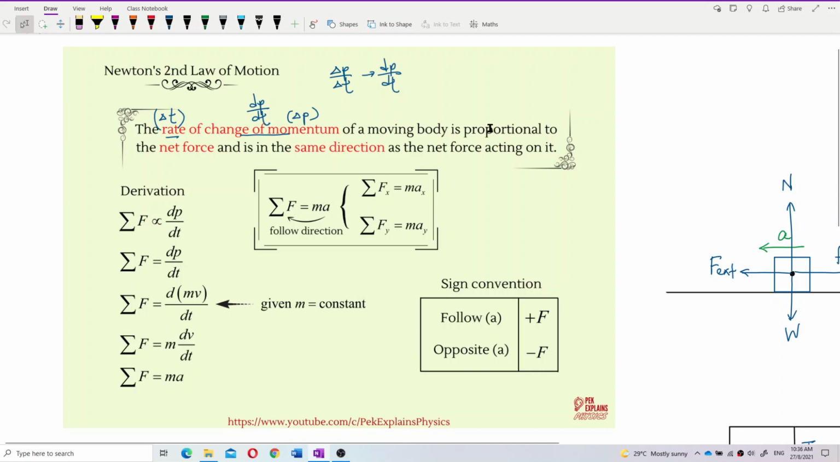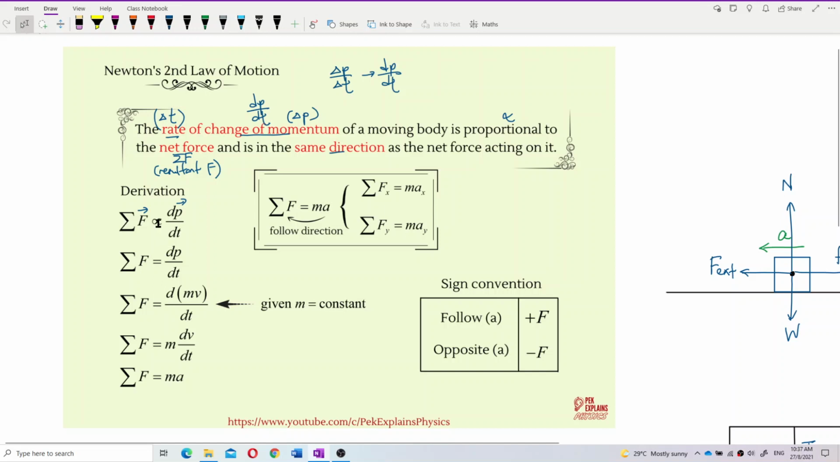It is proportional to the net force. Net force is the total force, or we call it the resultant force, and it is in the same direction as the net force acting on it. So dp over dt is proportional to the net force, or the net force is proportional to the rate of change of momentum, and they have the same direction. Both of these are vectors.